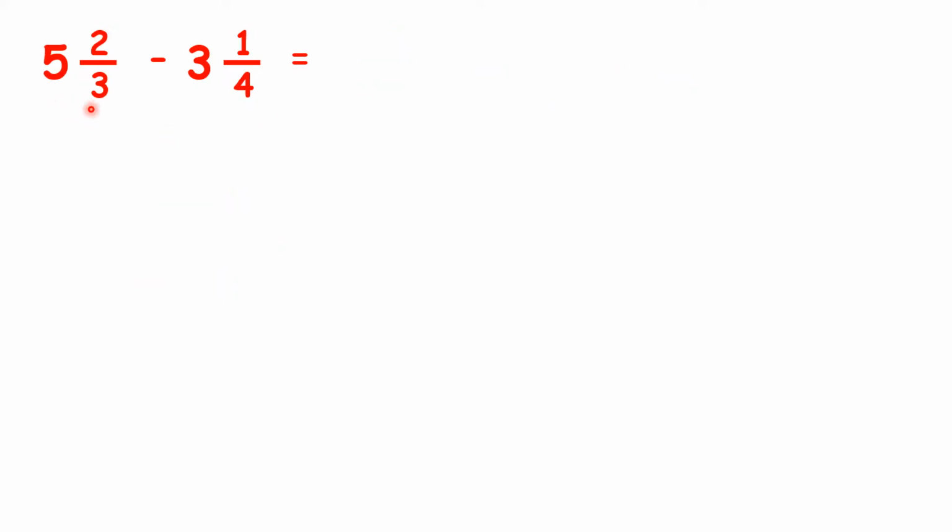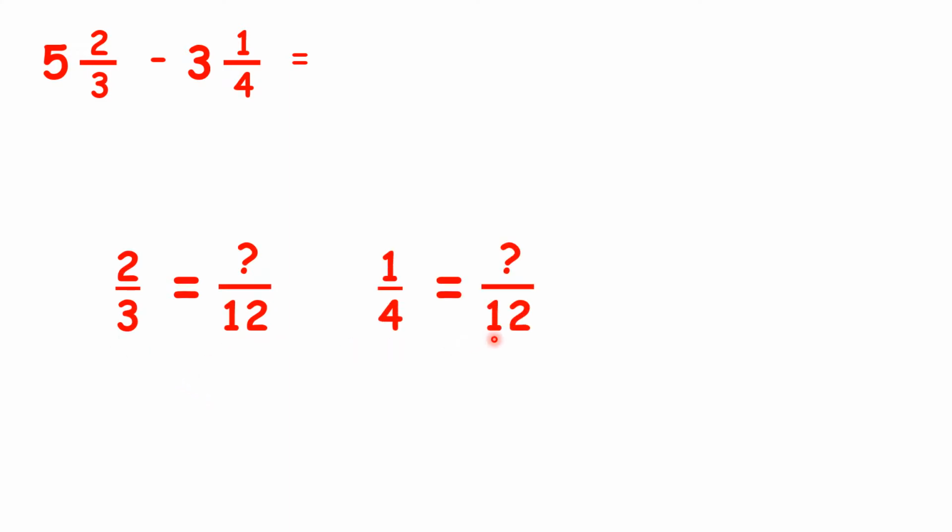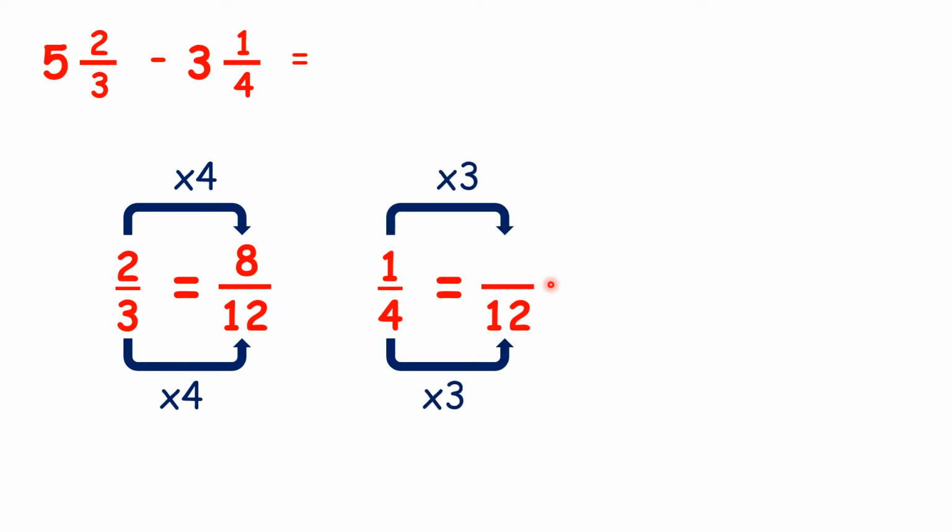Now we have 5 and 2/3 minus 3 and 1/4. We know that to subtract we need our denominators to be the same, and as 4 isn't a multiple of 3, we need to change both fractions. So we can find equivalent fractions with a denominator of 12. 2/3 is equivalent to 8/12. 1/4 is equivalent to 3/12.